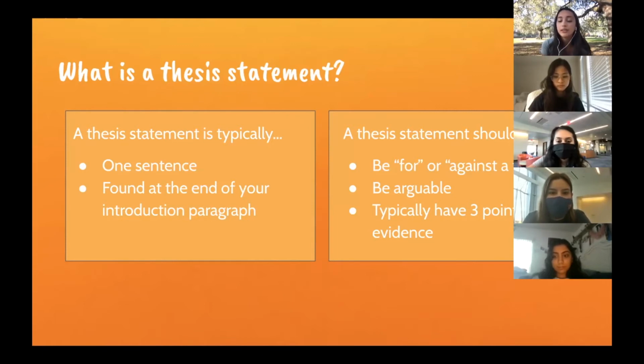Therefore, if you have a topic like do cats or dogs make better pets, instead of saying something like cats have 4 legs, which is just a fact, you want to include something that's arguable, like cats are better pets because. Additionally, you'll always want to try to include 3 different points of evidence within your thesis statement. Going back to the cats topic, you could say cats are better pets because they're fluffy, they're calm, and they like to cuddle. So that's an example of 3 different points of evidence that you can use.